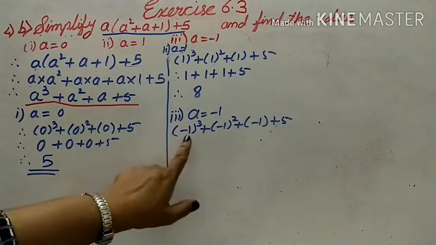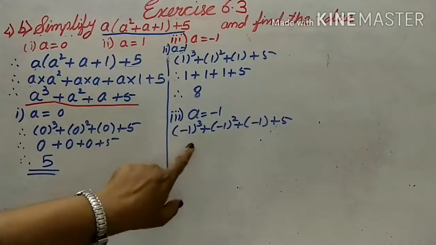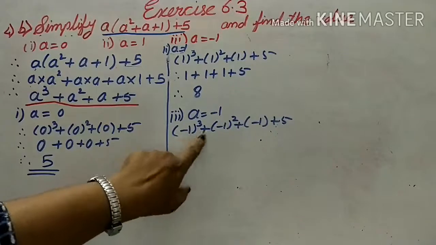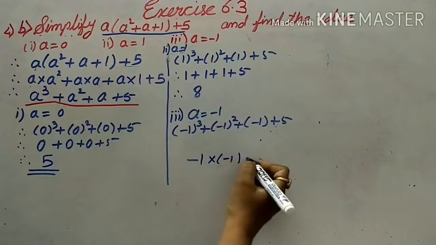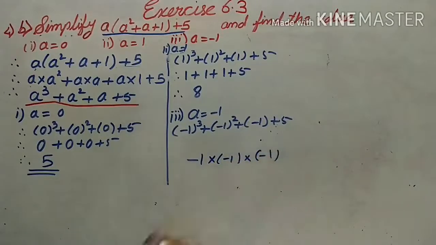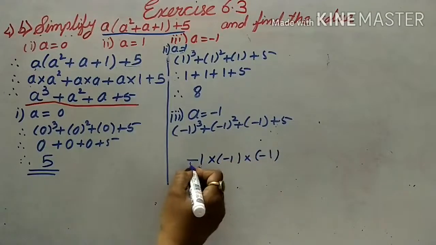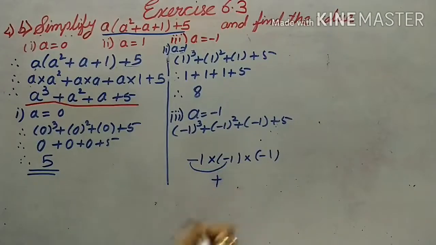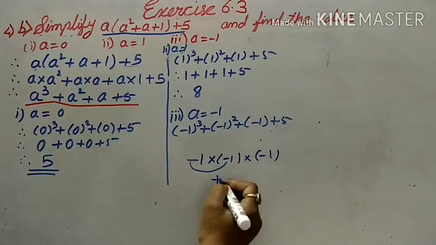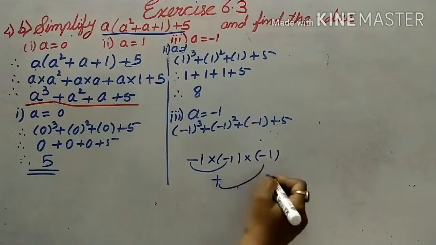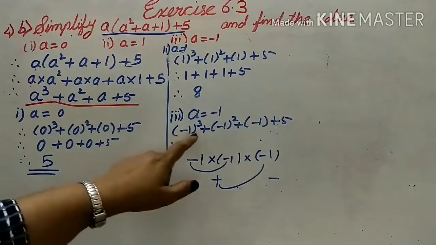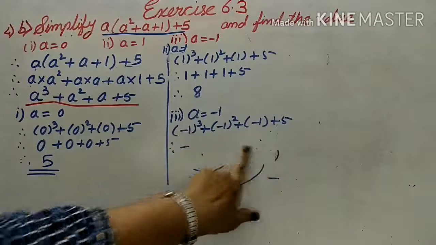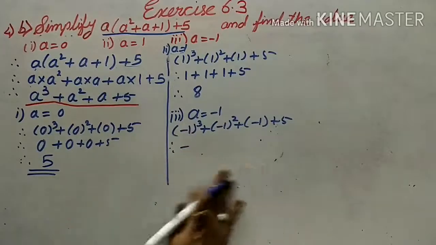Now what is the meaning of this? Minus 1 cube means we have to multiply minus 1 3 times. Means minus 1 into minus 1 into minus 1. We know that minus into minus is always plus. But here minus, now plus into minus, minus. Therefore the answer is minus 1. Minus 1 cube is what? Minus 1. What answer will we get here?